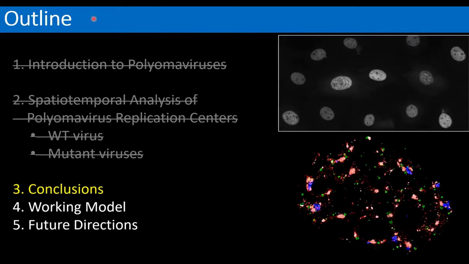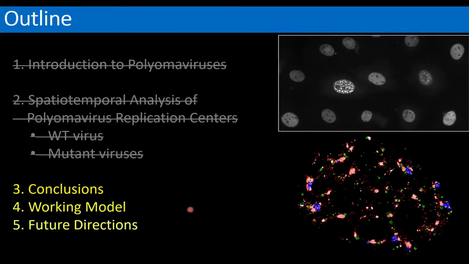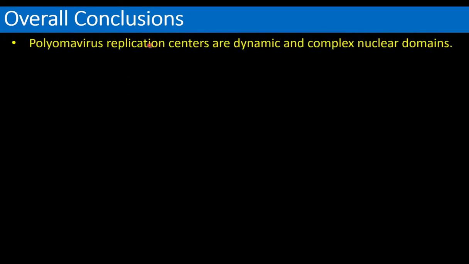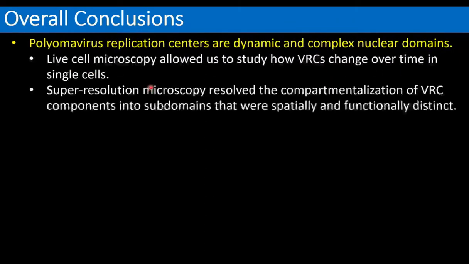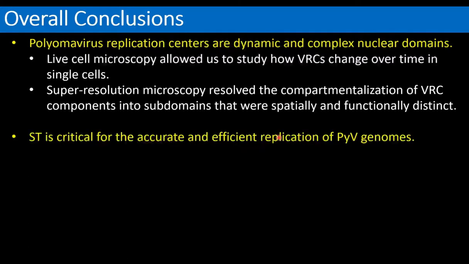So I'm going to talk through these overall conclusions, my working model, and finally some future directions. I want these conclusions to be the big picture takeaways from this presentation. First of all, polyomavirus replication centers are dynamic and complex nuclear domains. Live cell microscopy allowed us to study how these replication centers change over time in single cells. Super resolution microscopy resolved the compartmentalization of VRC components into subdomains that were spatially and functionally distinct.